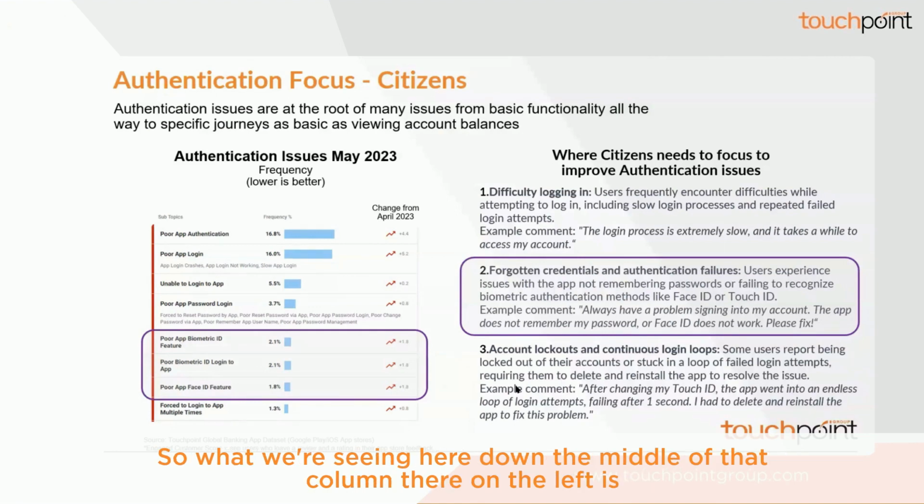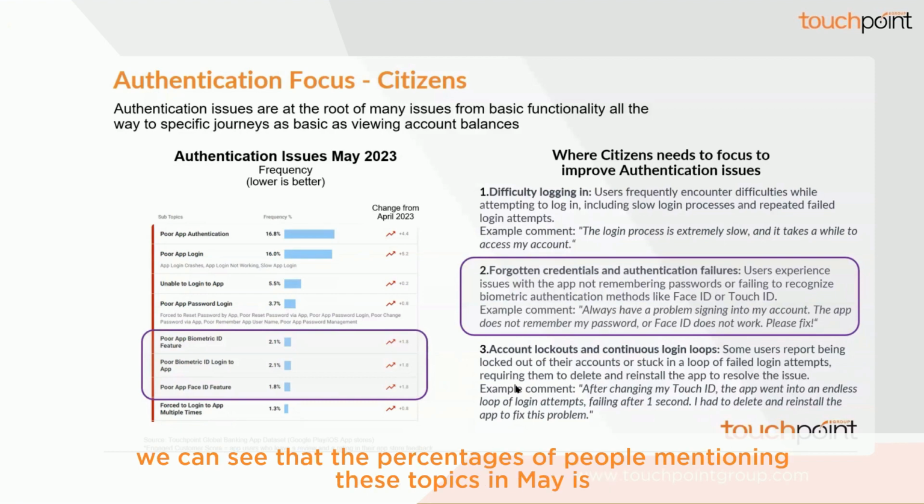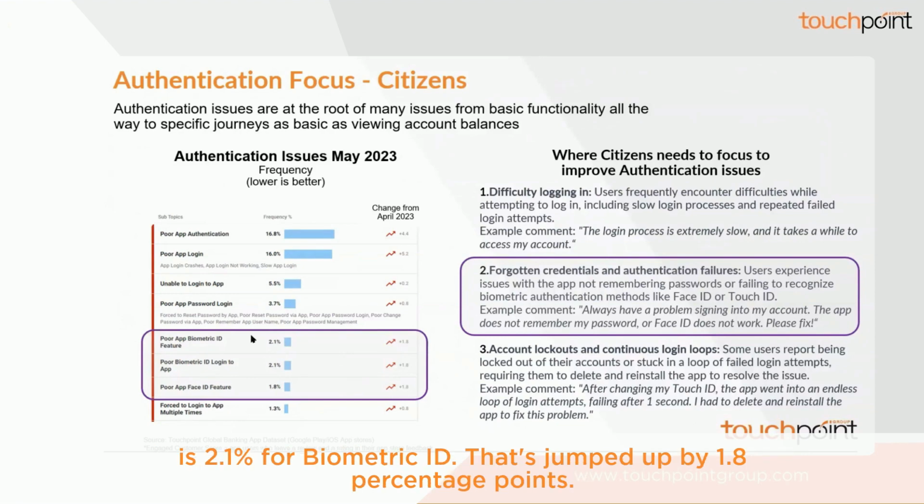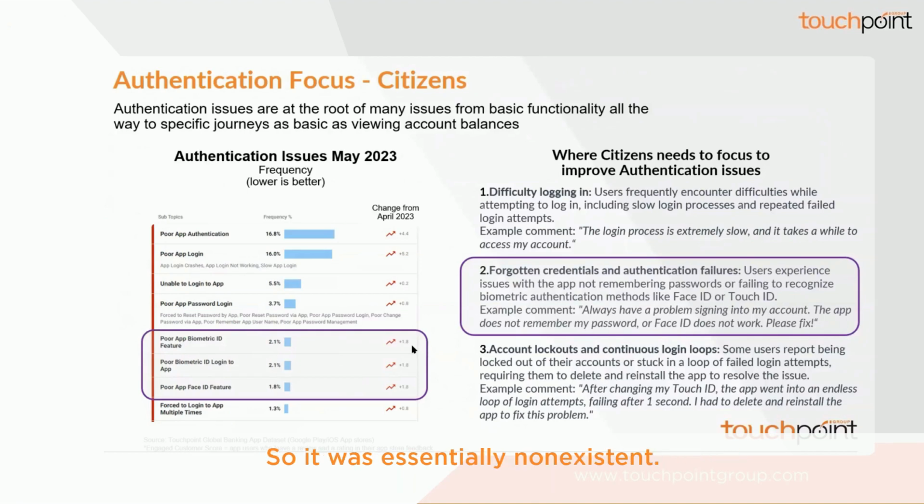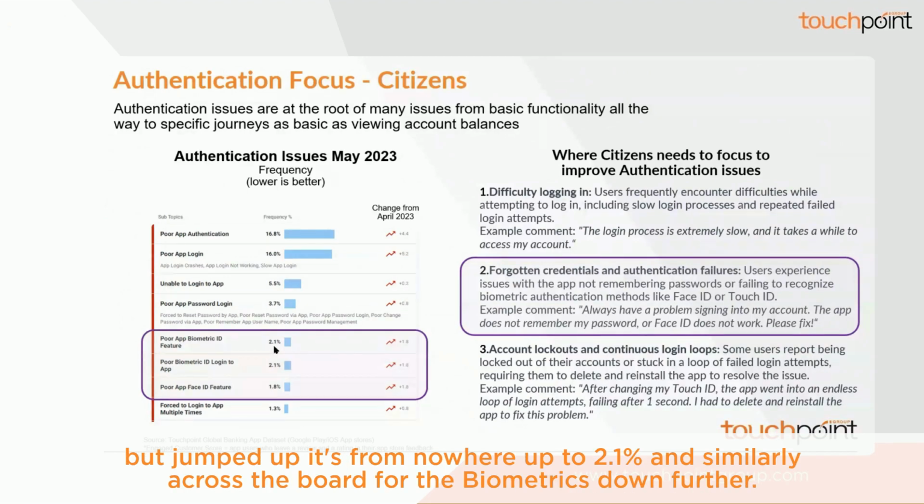So what we're seeing here down the middle of that column on the left is the percentage of people mentioning these topics in May: 2.1% for biometric ID. That's jumped up by 1.8 percentage points, so it was essentially non-existent. People weren't talking about it or concerned about it, but it's jumped up from nowhere to 2.1. And similarly across the board for the biometrics further down.